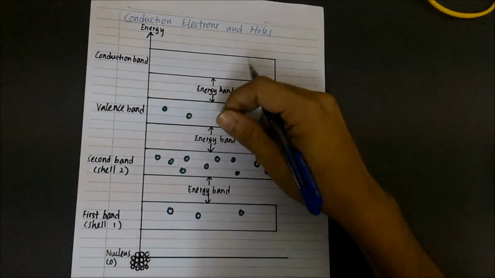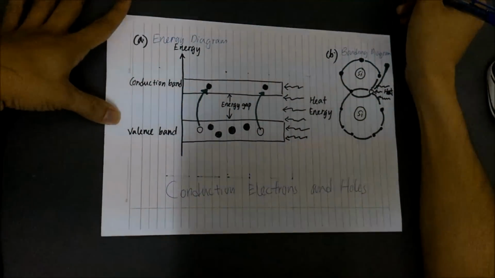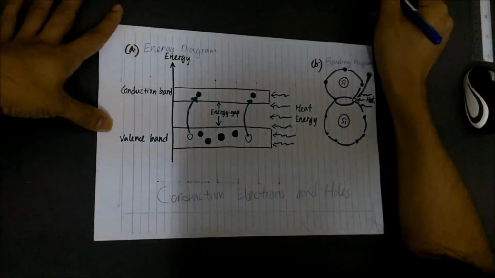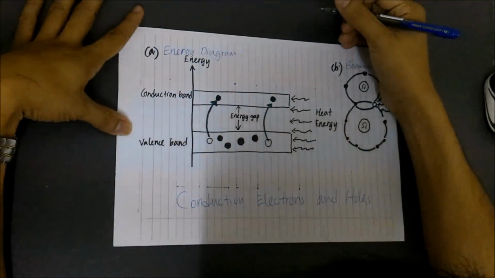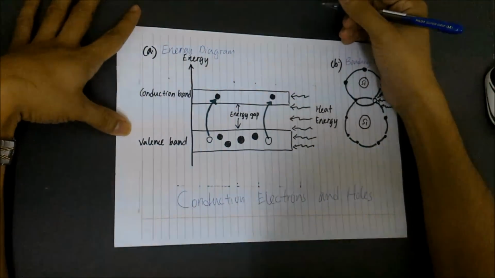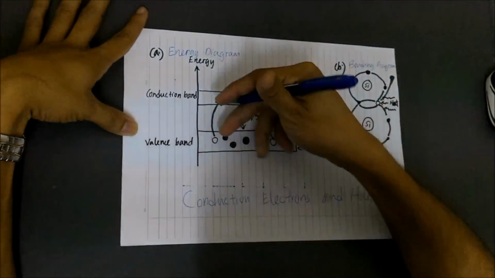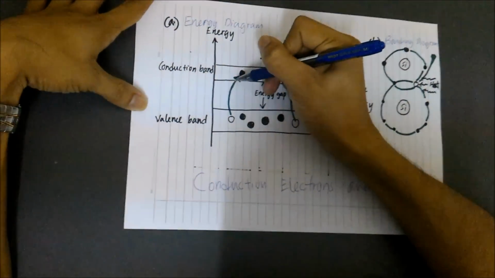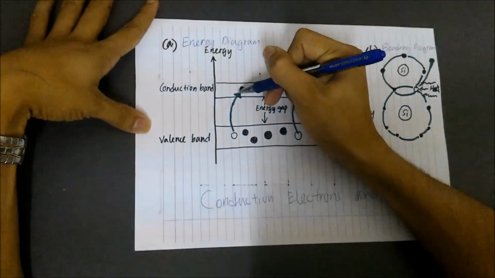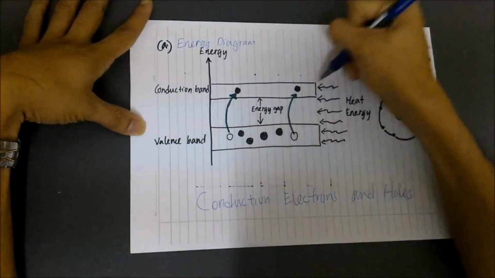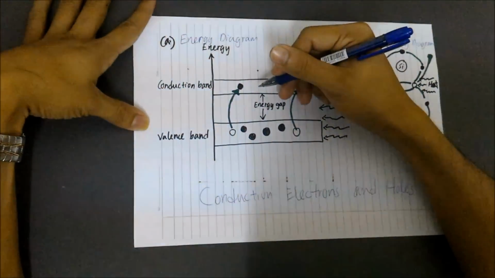This condition occurs only at a temperature of absolute 0 Kelvin. In this figure, it shows the conduction electrons and hole. An intrinsic or pure silicon crystal at room temperature has sufficient heat or thermal energy for some valence electrons to jump the gap from the valence band into the conduction band, becoming free electrons. Free electrons are also called conduction electrons.